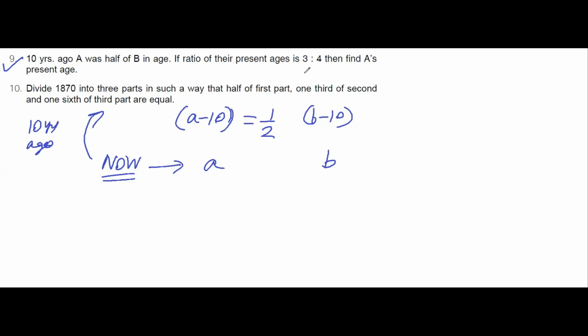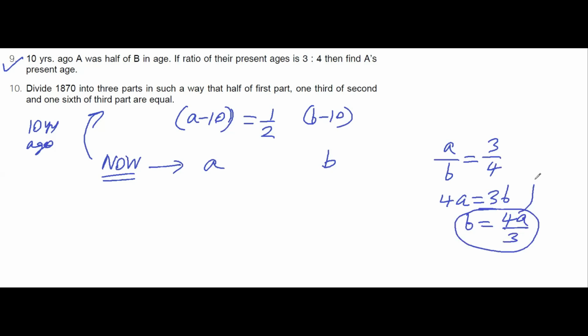If the ratio of their present age, that is A is to B, is 3 is to 4, then find A's present age. Means I need to find A. From here, when I cross multiply, I will get 4A is equal to 3B, and the value of B will be 4A upon 3. This value of B you can substitute here, and then solve for A.